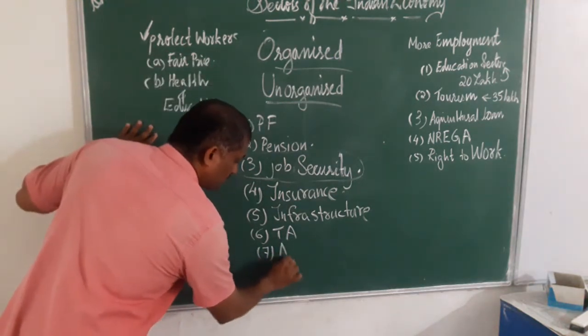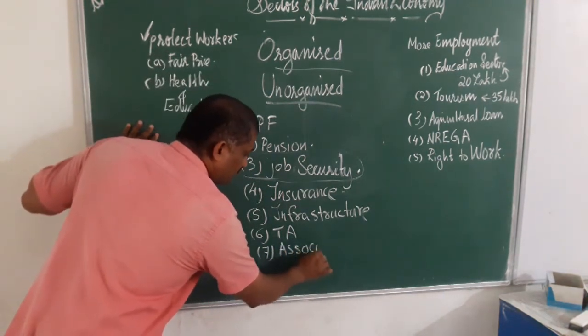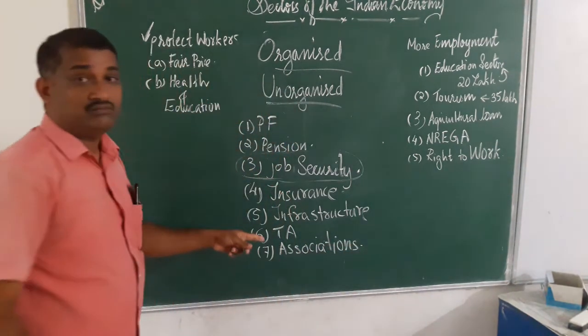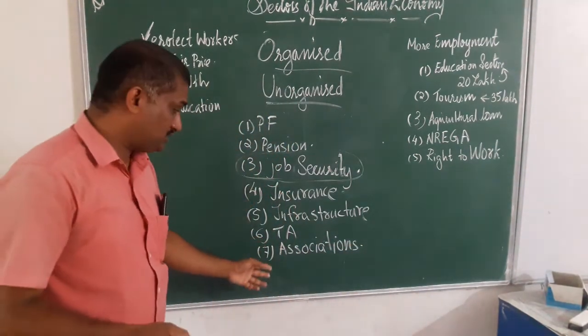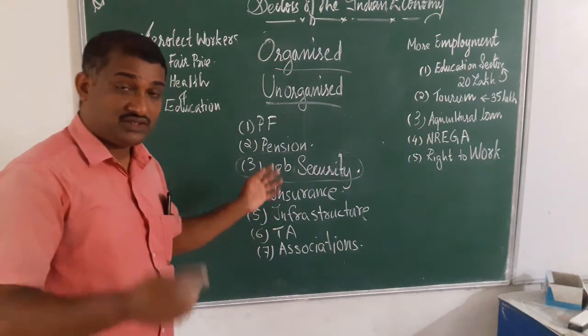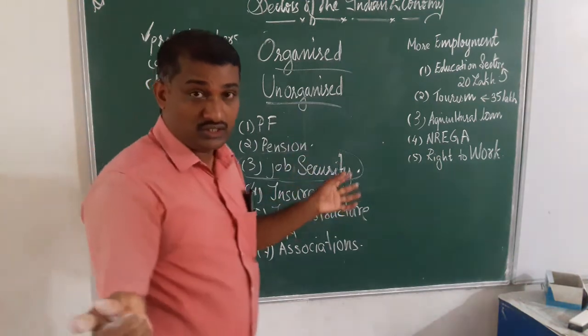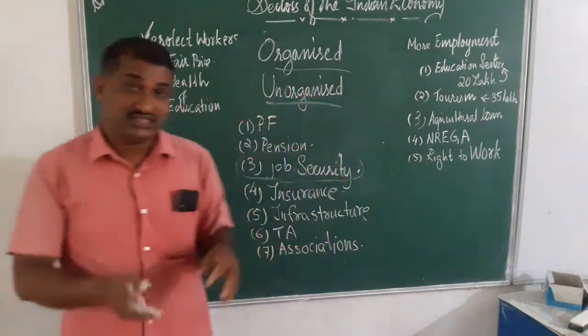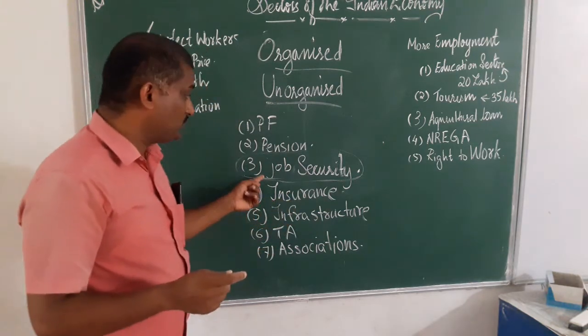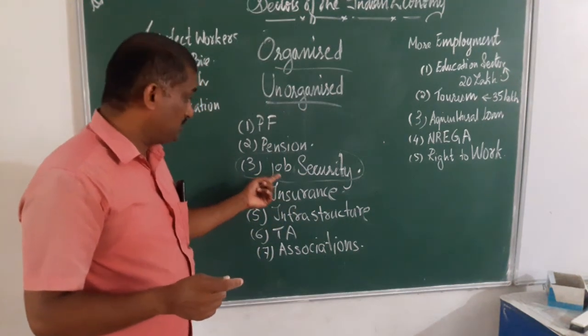Then they have their own associations. If they feel any kinds of problems, these associations will help them. So they have proper associations. Then their travel allowance is there. They have proper infrastructure, and the working condition is good. Government has given all kinds of facilities and infrastructure to them. And moreover, their job is secure. Job security is there.